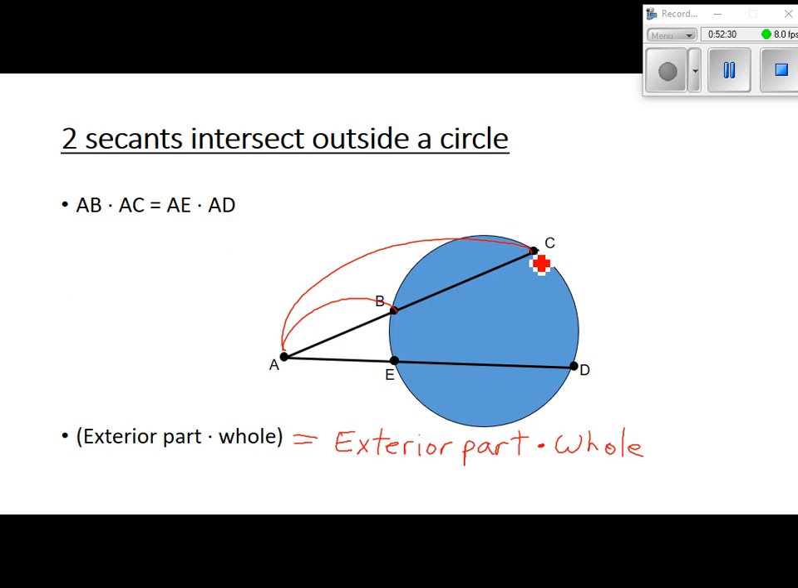times the whole thing. So if I told you this part was 5 and the whole thing was 12, it's going to be 5 times 12. That's on one side. Then on the other side, it's this exterior part times the whole thing. Let's say we were trying to find the whole thing. That's our x. If this part out here is 4, so it's going to be 4 times x. What is 5 times 12? 60.